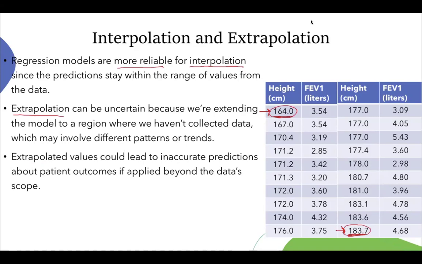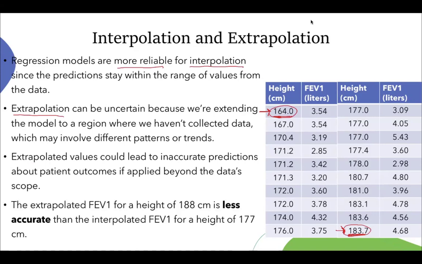Extrapolated values could lead to inaccurate predictions about patient outcomes if applied beyond the data's scope. Okay, extrapolated FEV1 for a height of 188 centimeters is less accurate than the interpolated FEV1 for a height of 177 centimeters. So extrapolated is less accurate than interpolated. Okay, so 188 was extrapolated because it's outside of the range. 177 is interpolated because it's inside the range.